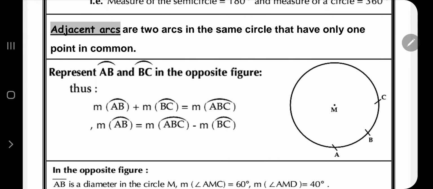What is the meaning of adjacent arcs? Adjacent arcs mean two arcs in the same circle. They have only one common point. For example, if I have AB as an arc and BC as another arc with common point B, I can write arc AB plus arc BC equals the measure of arc ABC, or AC only.